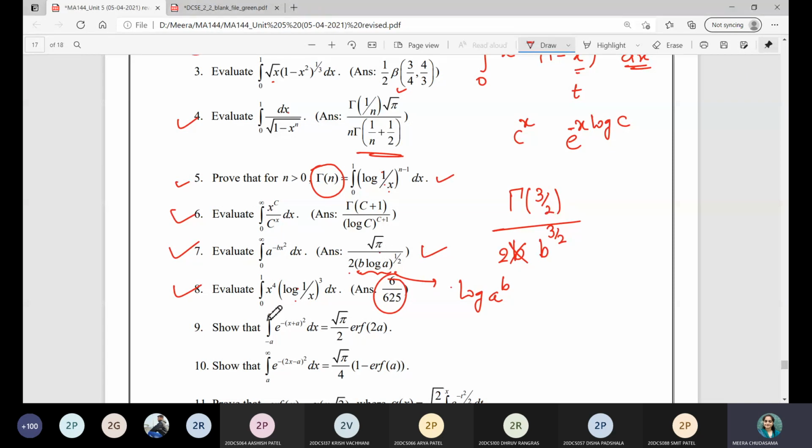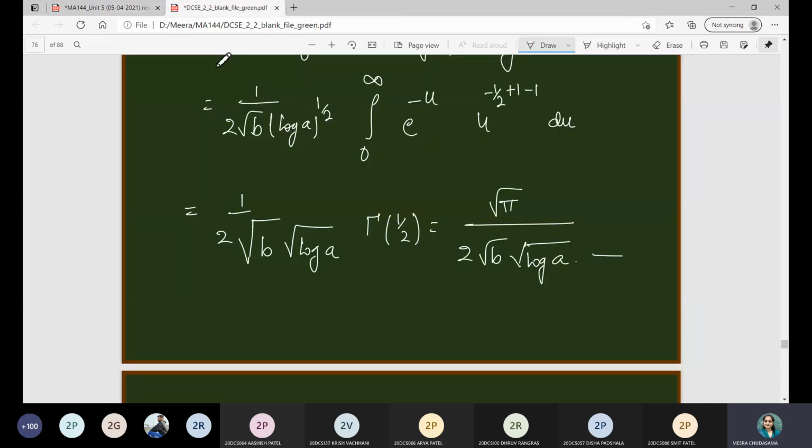Okay, so these two examples are now dealing with the error function. So let us see first the definition of the error function, then we will come to these examples. Okay, just as we defined the beta and gamma functions, the error function is also defined. So what is that error function? Let me first introduce it to you.